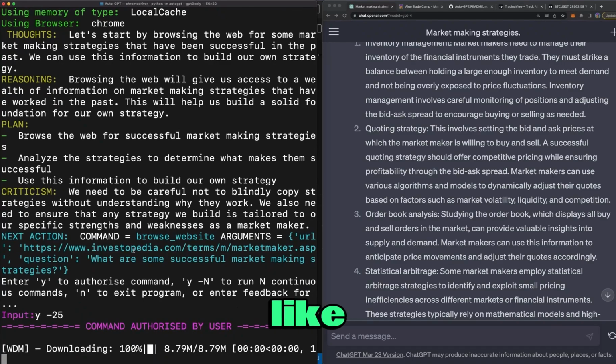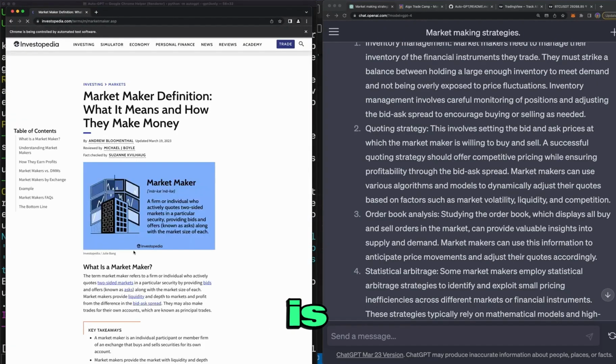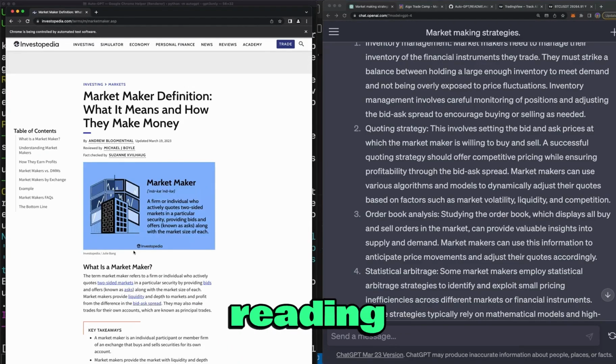So a lot of people are like, oh my goodness, you're using so many credits. And yeah, I'll spend some money on credits because I think this is important to do. So you can see it just opened up a browser here. It's on Investopedia. So it's reading and learning about market making now.